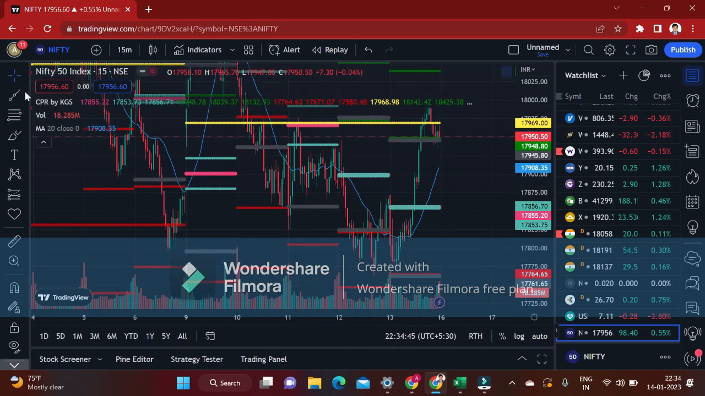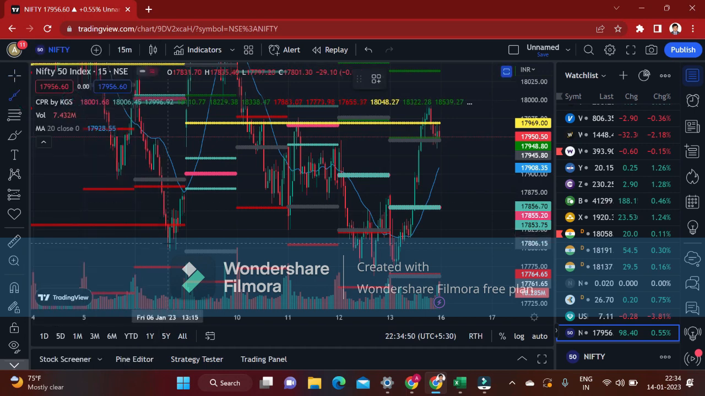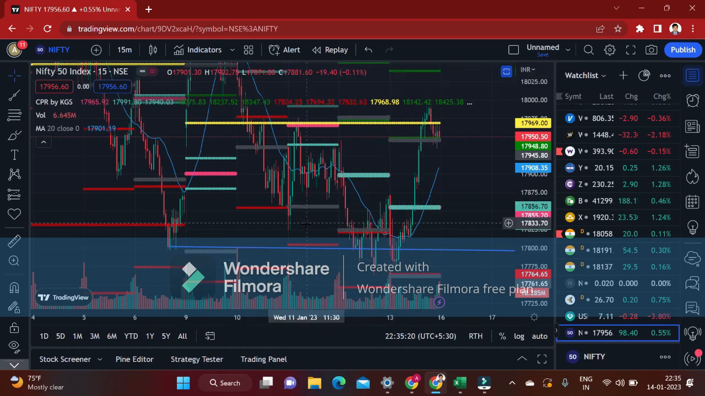You simply select here. You can see this level breaks, and from here it came down a little, and from here it gave a bounce back. So this acts as a good support, that you can see here. This level is for the trade.